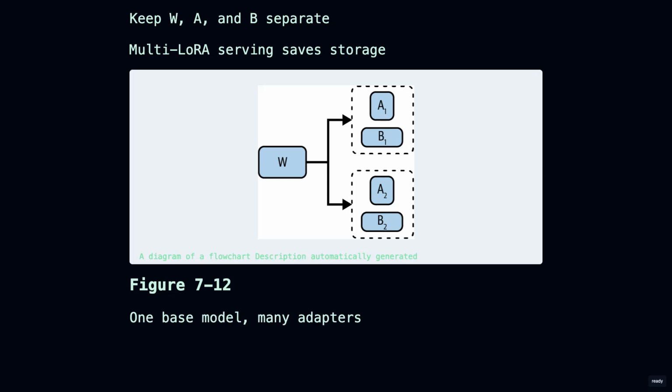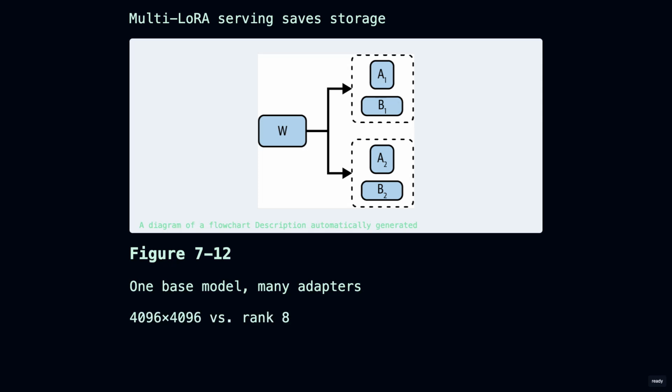Imagine one model shared by many customers. With merged weights, you would store a full copy for each customer, but with separate adapters, you store one base model and many tiny add-ons instead. A large matrix has millions of parameters, but a rank 8 LoRA update is tiny by comparison. That huge gap is why adapter storage stays manageable even when the base model is large.